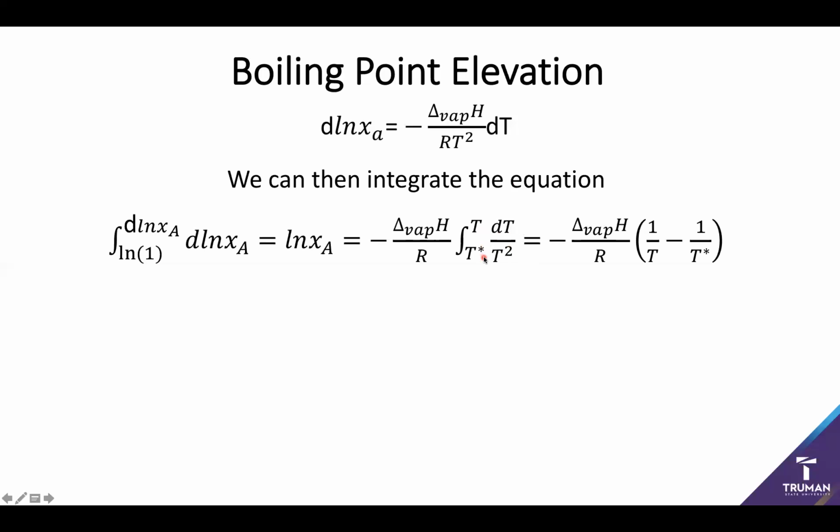Well, this is a good old, familiar integral, and we're left with essentially negative 1 over T, which eliminates the negative sign here. Sorry about that. Over enthalpy of vaporization over R, 1 over T minus, again, our starting conditions.